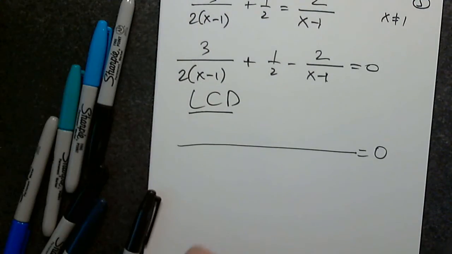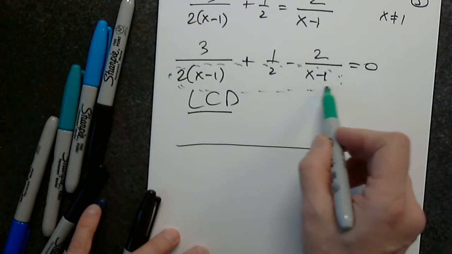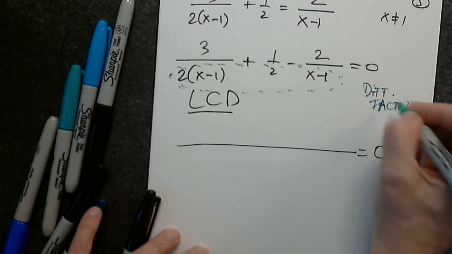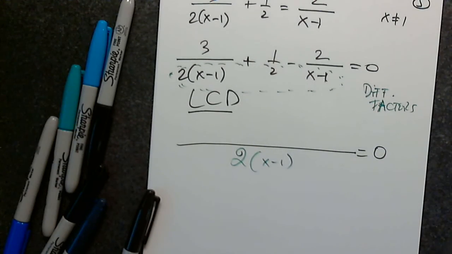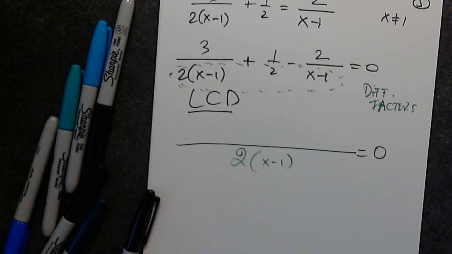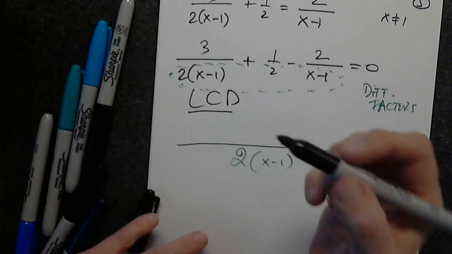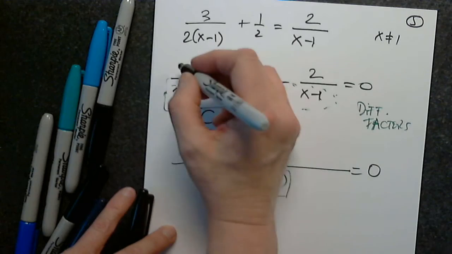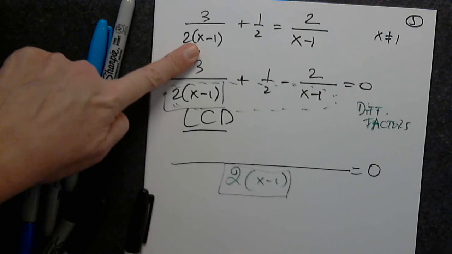Okay, so how many different factors do we see here? Different factors. How many? 2. Yes, I see 2 and I see x minus 1. There is nothing else. All different factors must be in the LCD. Mandatory. If you have 10 different factors, then 10 different factors have to be there. If you have 2, then 2. Now this denominator happens to be identical with this, which means the numerator will not be adjusted in any way. By no adjustment, you can write 1 or nothing.